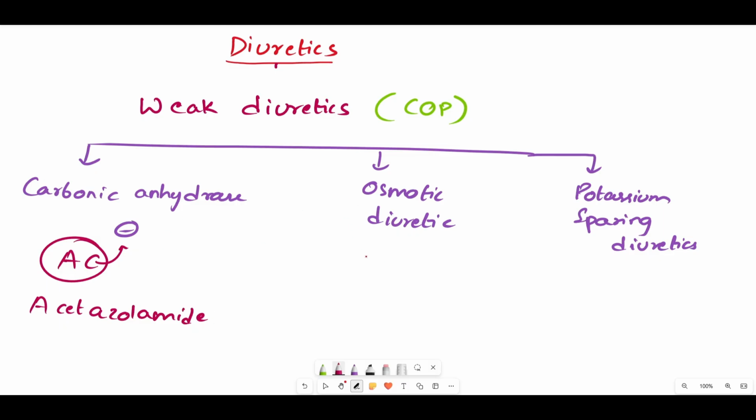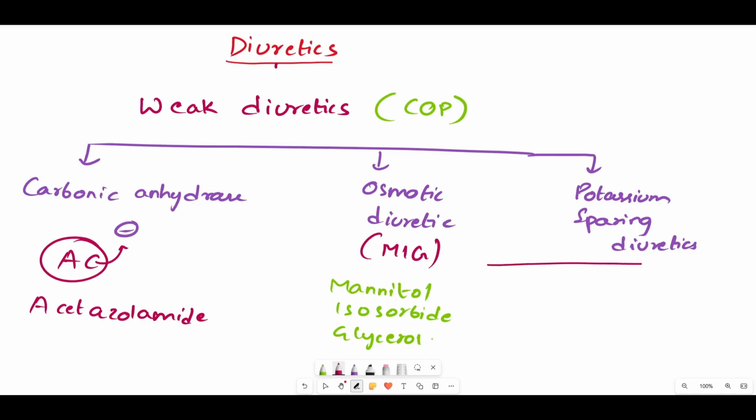Now coming to the second class, which is osmotic diuretic, remember the trick as MIG, where M means it is mannitol, I means it is isosorbide, G means it is glycerol. So remember MIG for osmotic diuretics, where M means it is mannitol, I means it is isosorbide, G means it is glycerol. Now coming to the third class, which is potassium sparing diuretics.